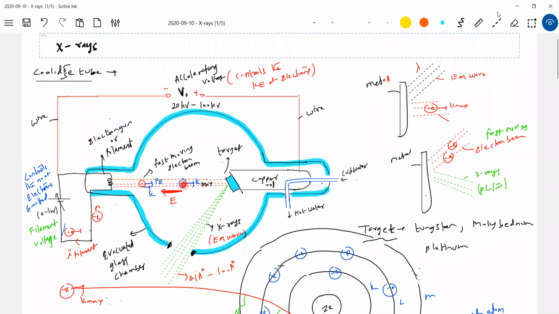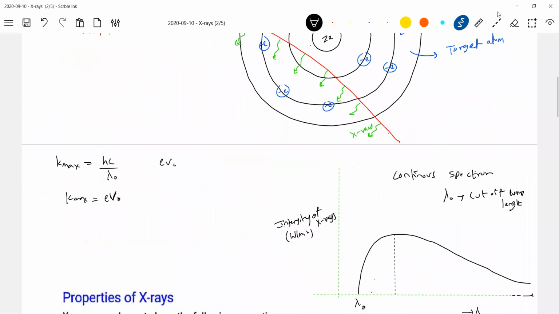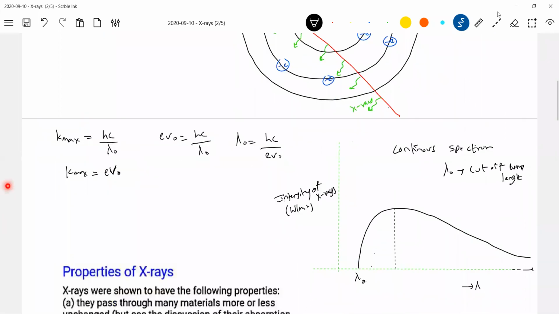All electrons will have almost the same speed. For K max, for a few electrons, the whole energy of the electron is converted into X-rays here. How is it possible? It happens. With the physics we know, we cannot give any reason; just leave it, a question mark we have to end up with here. So now I'll equate eV naught to hc by lambda naught. So lambda naught equals hc by eV naught.